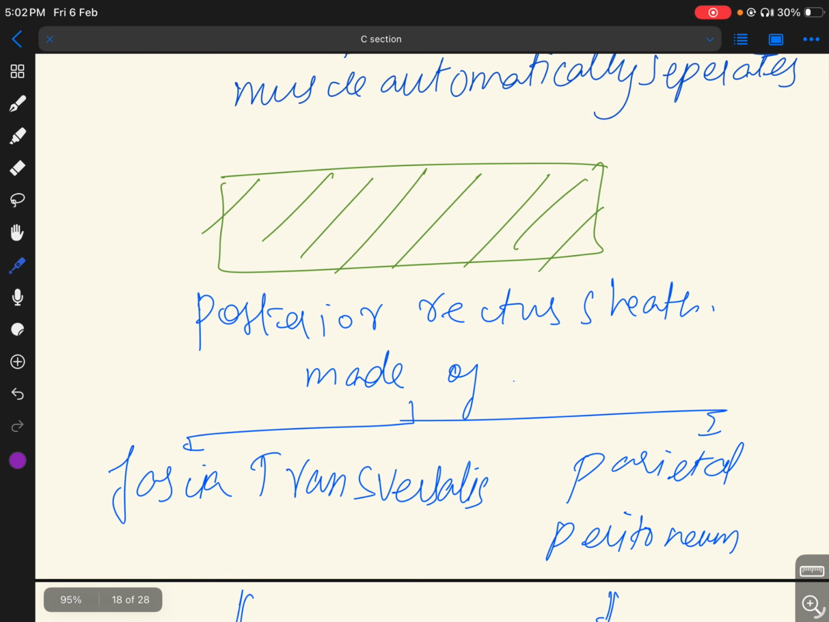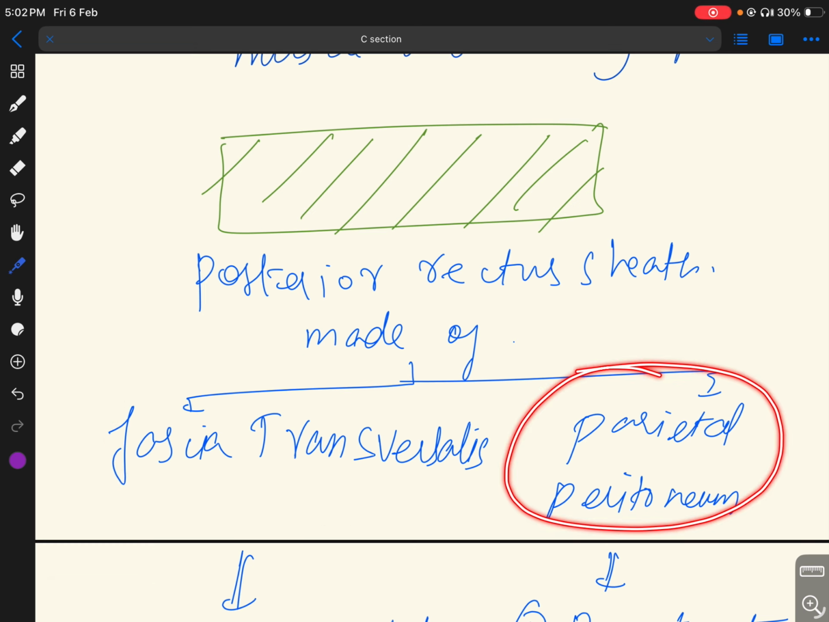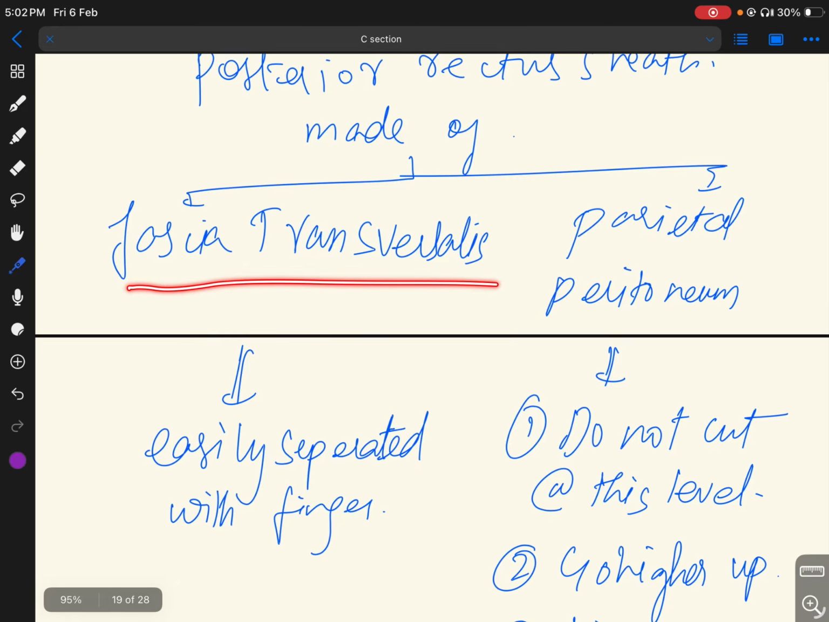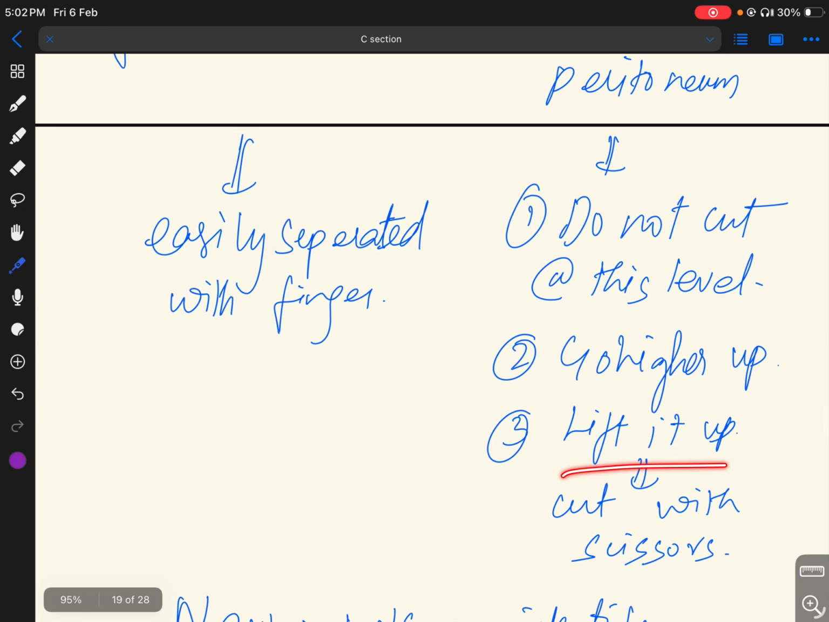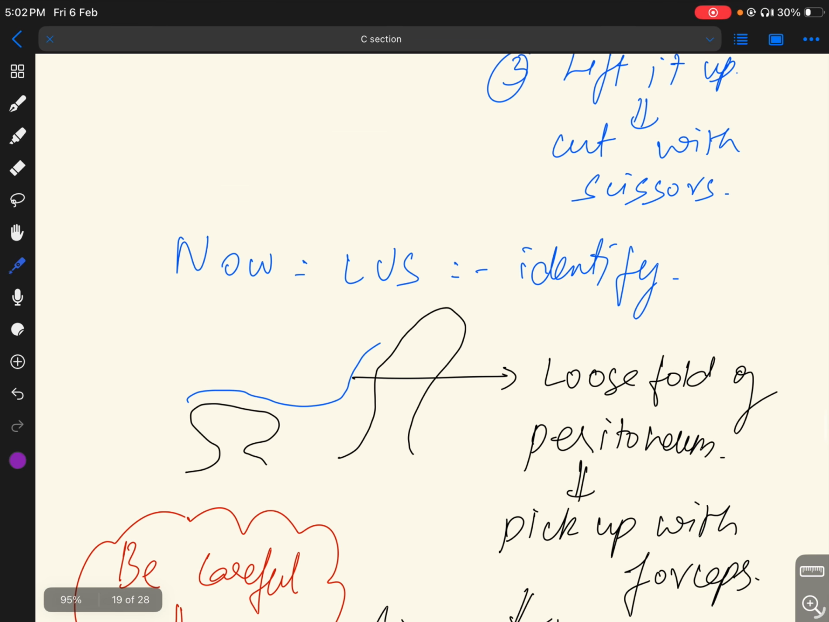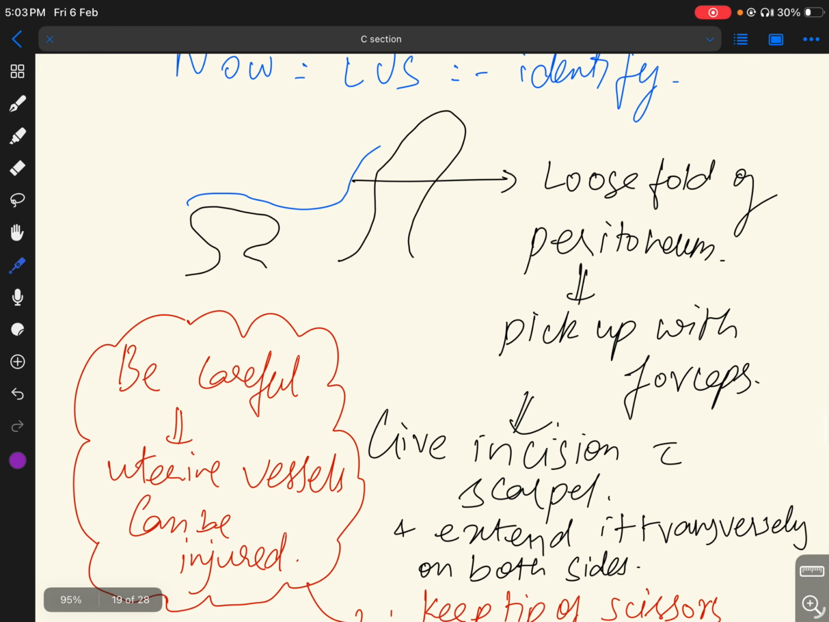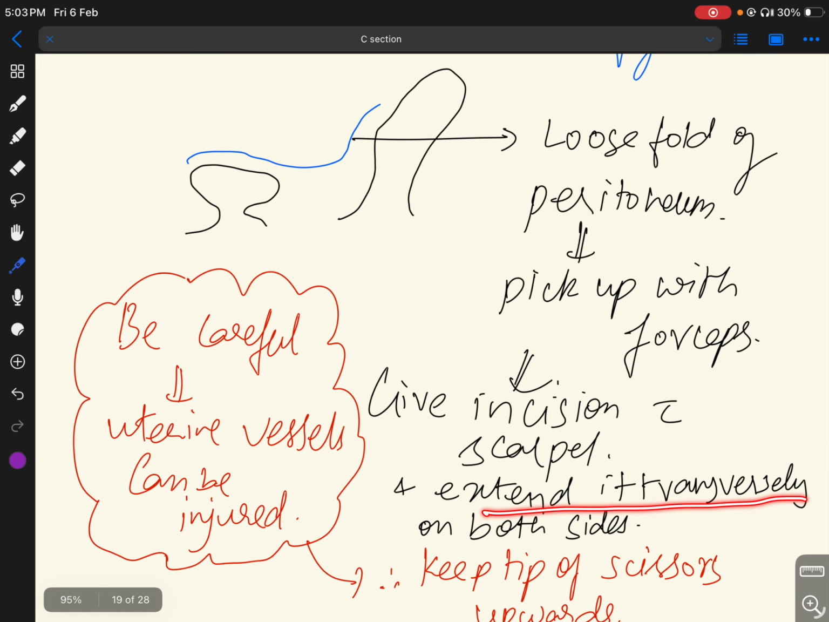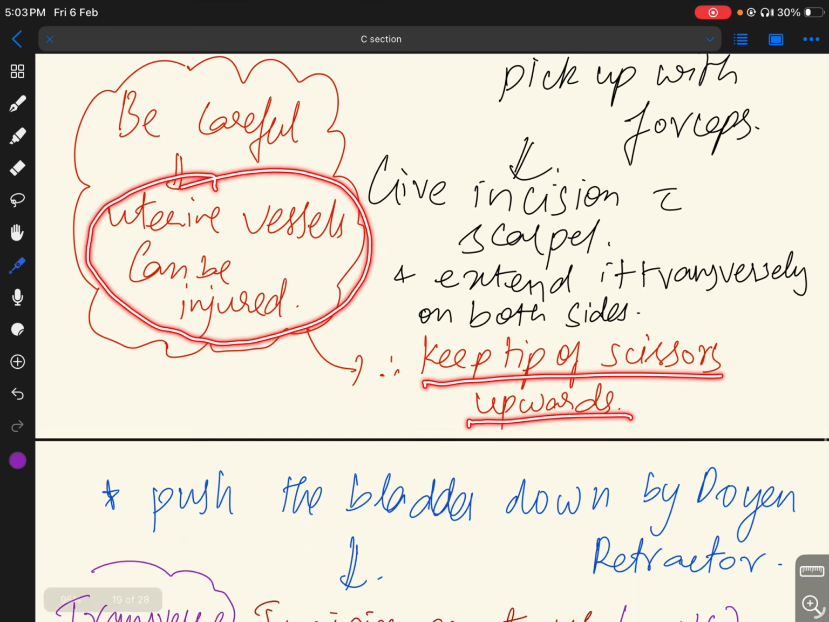The posterior rectus sheath, as I mentioned, below the arcuate line is made up of transversalis fascia and parietal peritoneum. You can easily separate fascia transversalis with fingers. The parietal peritoneum should not be cut at this level and it should be cut at a higher level. You have to lift it up and cut with scissors. Now you have to identify the lower uterine segment and you'll be having a loose fold of peritoneum. You have to pick up with forceps and give incision with scalpel and extend it transversely on both sides. Note you have to keep the tip of the scissor upward to avoid injury to the uterine vessels.